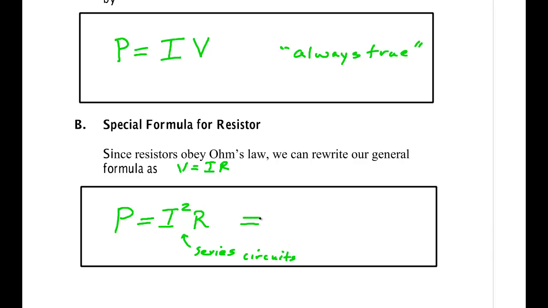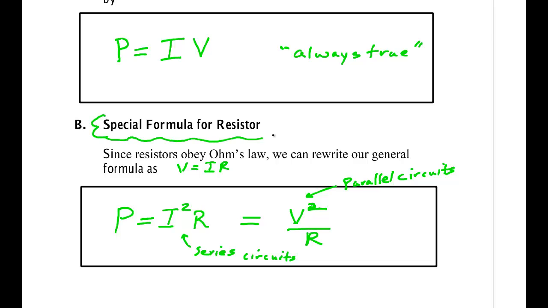If you're dealing with parallel circuits, it's better to eliminate the I. In that case, you get V squared over R. And here, if you have elements in parallel, they all have the same voltage, but the smallest resistor will use up the most power. So this is best for looking at things that are in parallel. These power formulas do not work for capacitors or inductors or other things, only resistors. So P equals IV is always true.